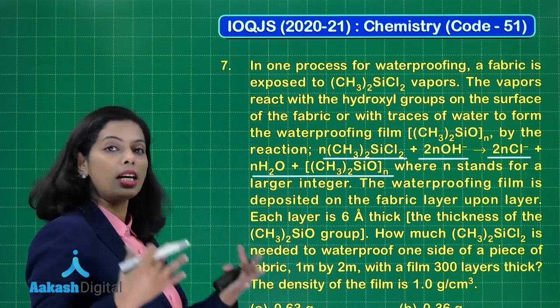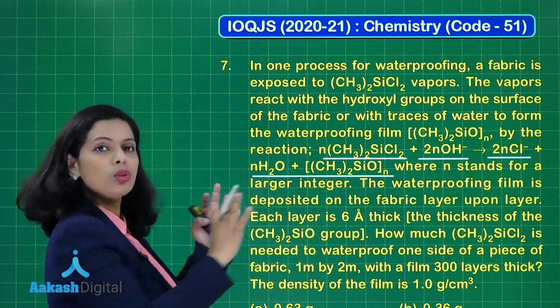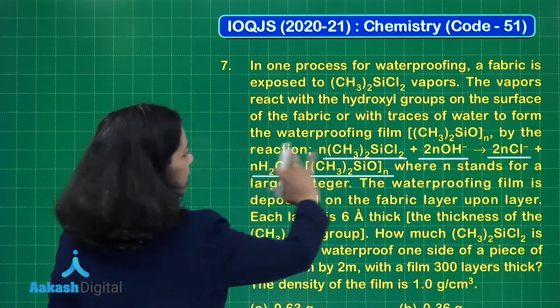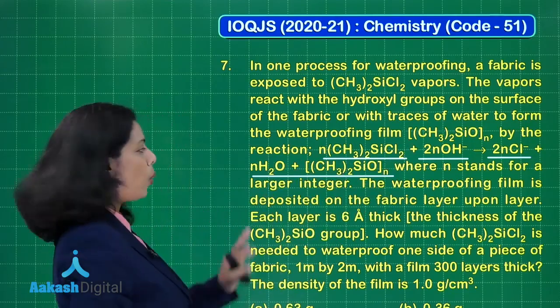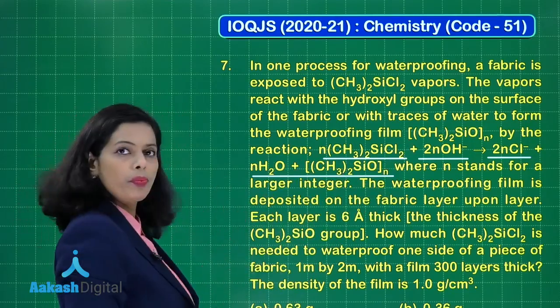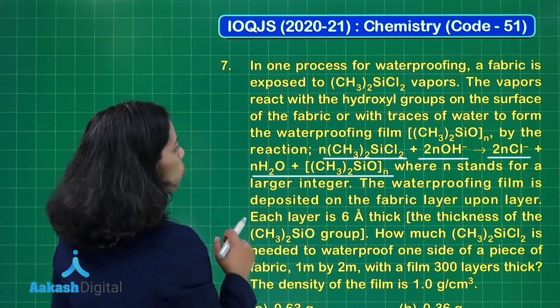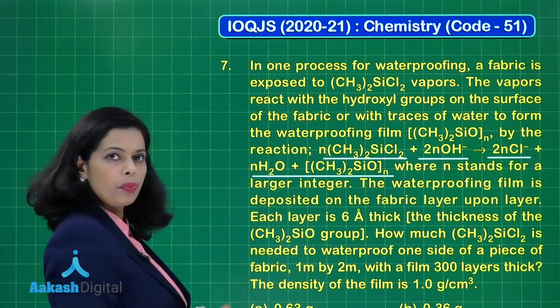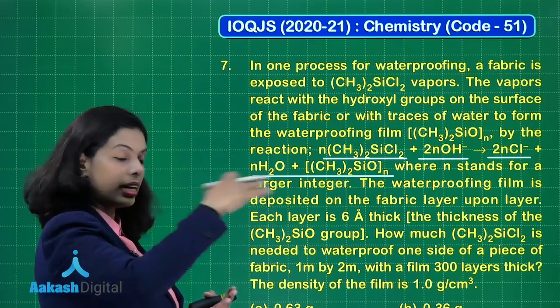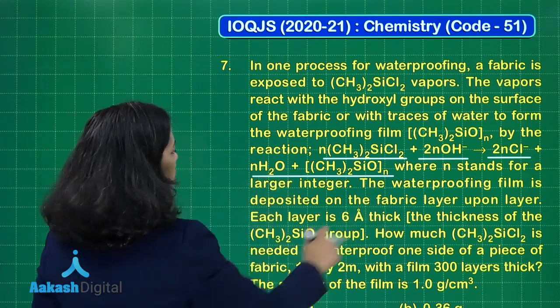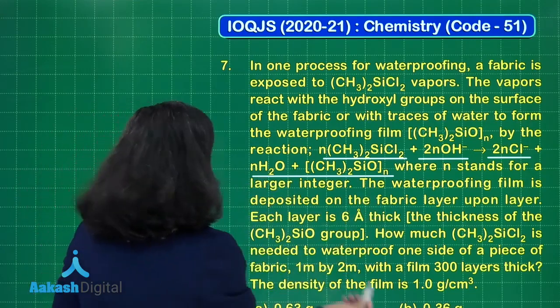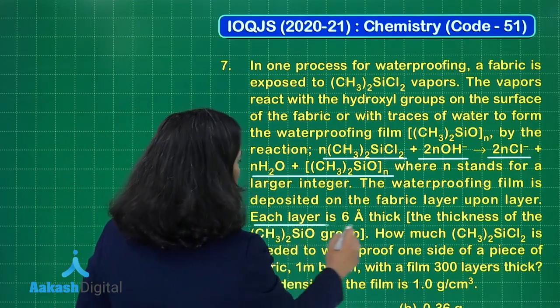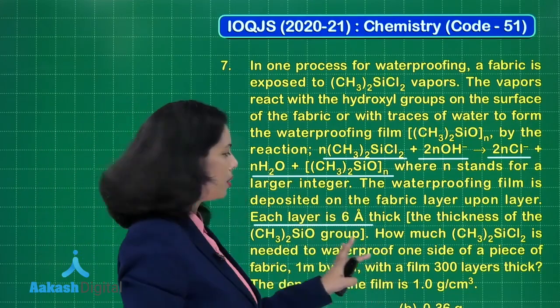What is n representing? It is representing a larger integer. Basically, we need to just balance this reaction, and balancing is done in this way where n is considered as some integer, right? Now, the waterproofing film is deposited on the fabric layer upon layer. One layer, then second layer, the third layer. And as per this question, the thickness of the layer is given in the question. Each layer is 6 angstrom thick, right?